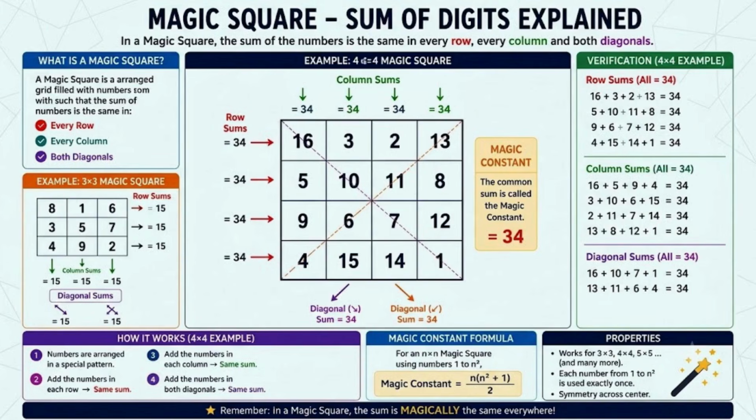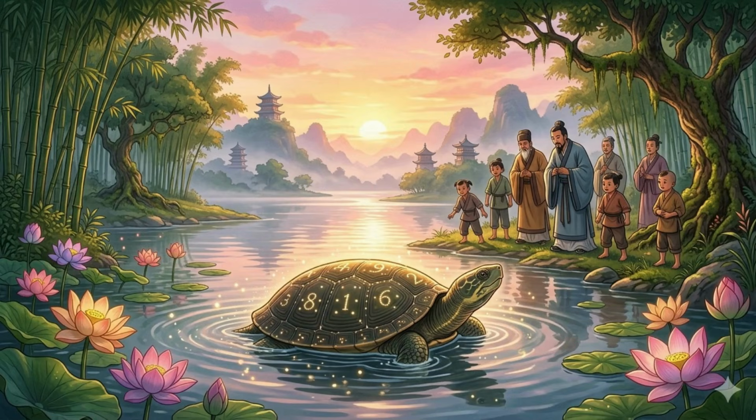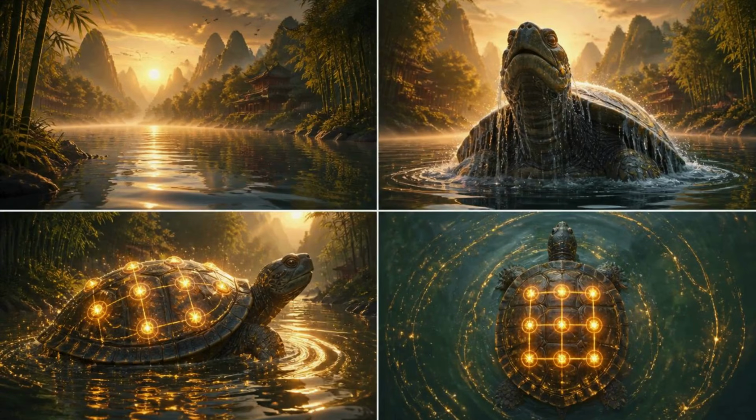The story of the world's most famous magic square begins nearly 4000 years ago in ancient China. According to an ancient Chinese legend, a giant turtle came out of the Luo River. People noticed a strange pattern on its shell. That the pattern of dots on its shell wasn't random. It formed a strange and fascinating arrangement like this.